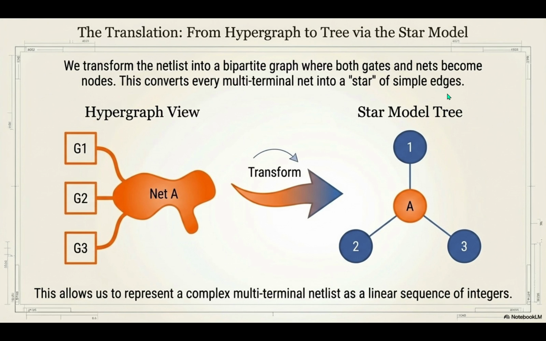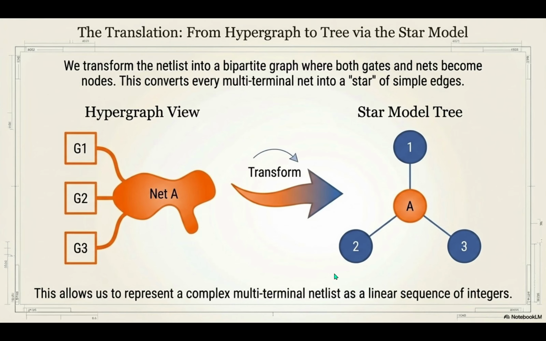I see it. So you take that one wire that connects to 20 inputs, and you turn it into a central wire node with 20 simple point-to-point edges radiating out to each of the 20 gate nodes. It looks like a star. It is a star. And a star is just a specific, very simple type of tree. So you've just decomposed your giant tangled hypergraph into thousands of these simple, manageable little star trees.